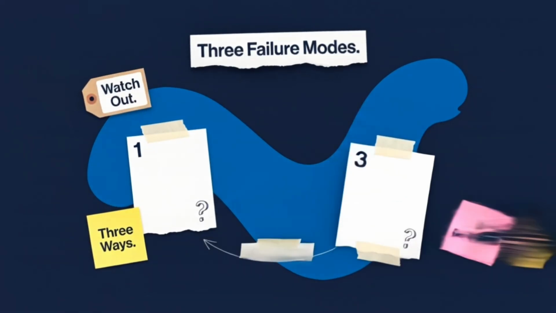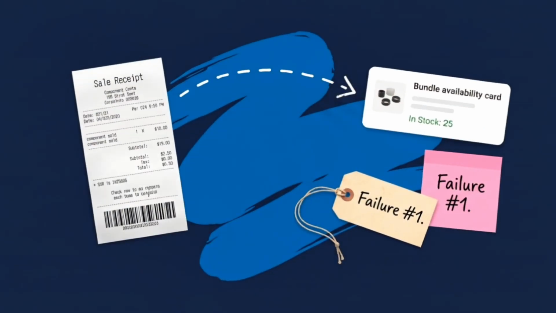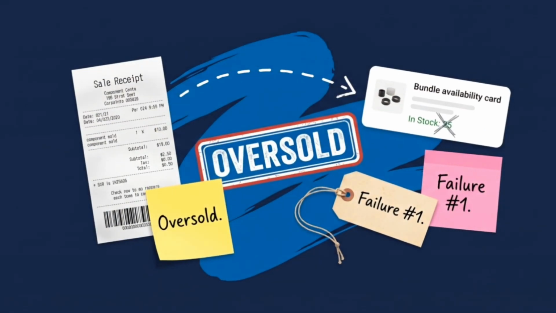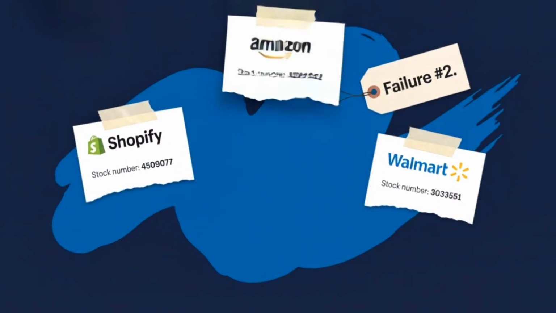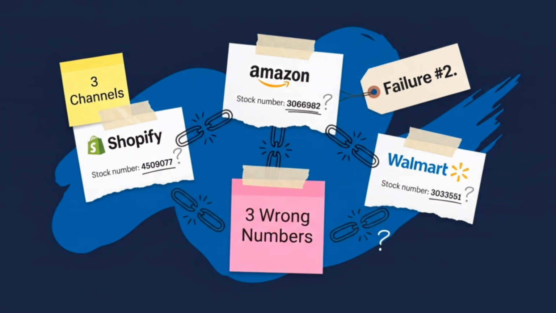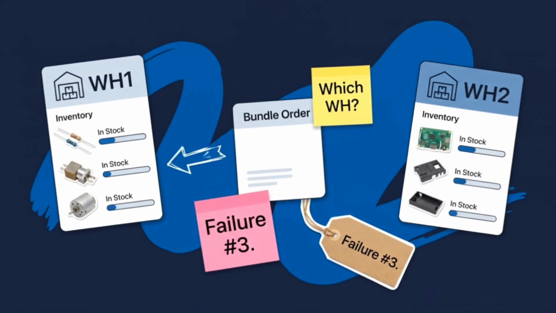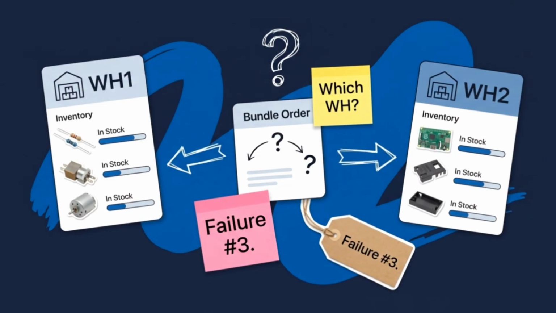This creates 3 failure modes. First, selling a component as a standalone doesn't reduce bundle availability, so you oversell the bundle. Second, once you add Amazon or Walmart into the mix, each channel has its own stock record, and they all fall further out of sync. Third, if you have multiple warehouses, routing a bundle order to the right location that has all components becomes nearly impossible without a dedicated system.